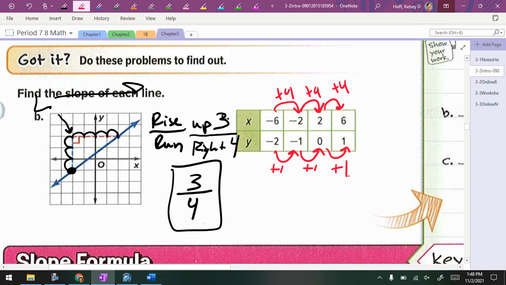Think about yesterday. Which letter goes on top, X or Y? Y on top. So which number goes on top? 1/4, 1/4, 1/4. When these are all the same, what's that phrase we use? They're linear, that's true. There's another word that means the same. Constant. Can you reduce 1/4? No, your slope is 1/4.